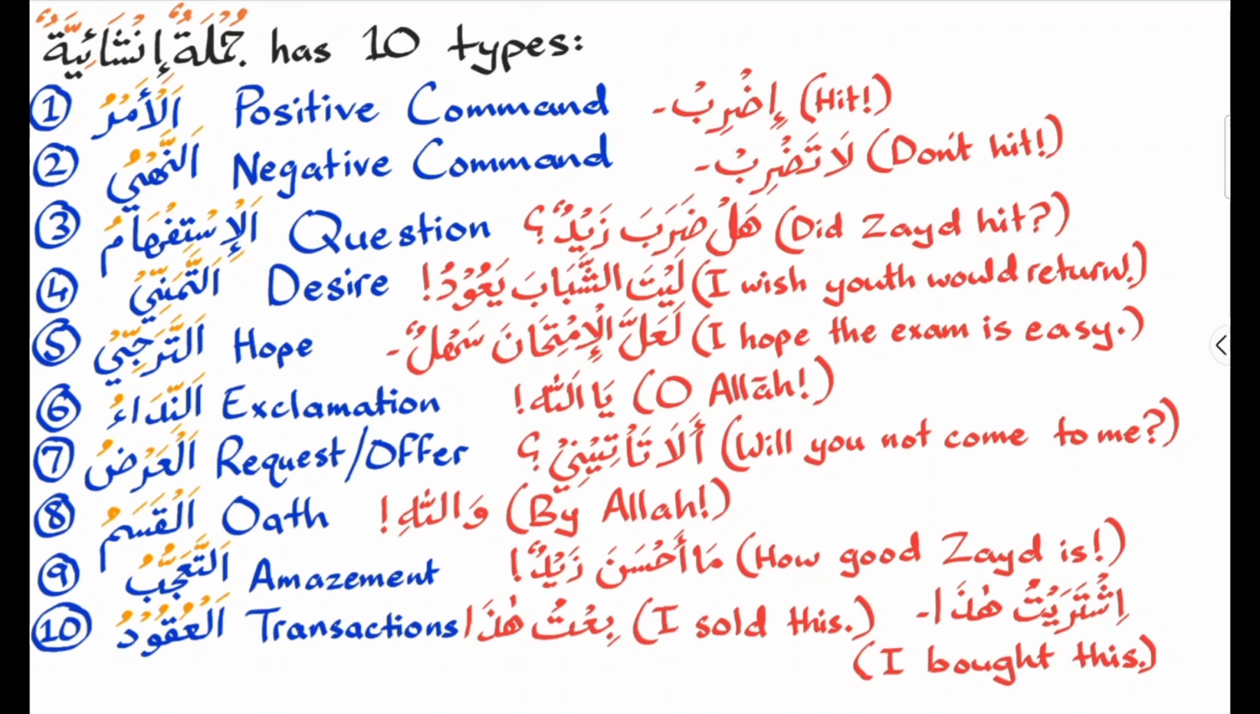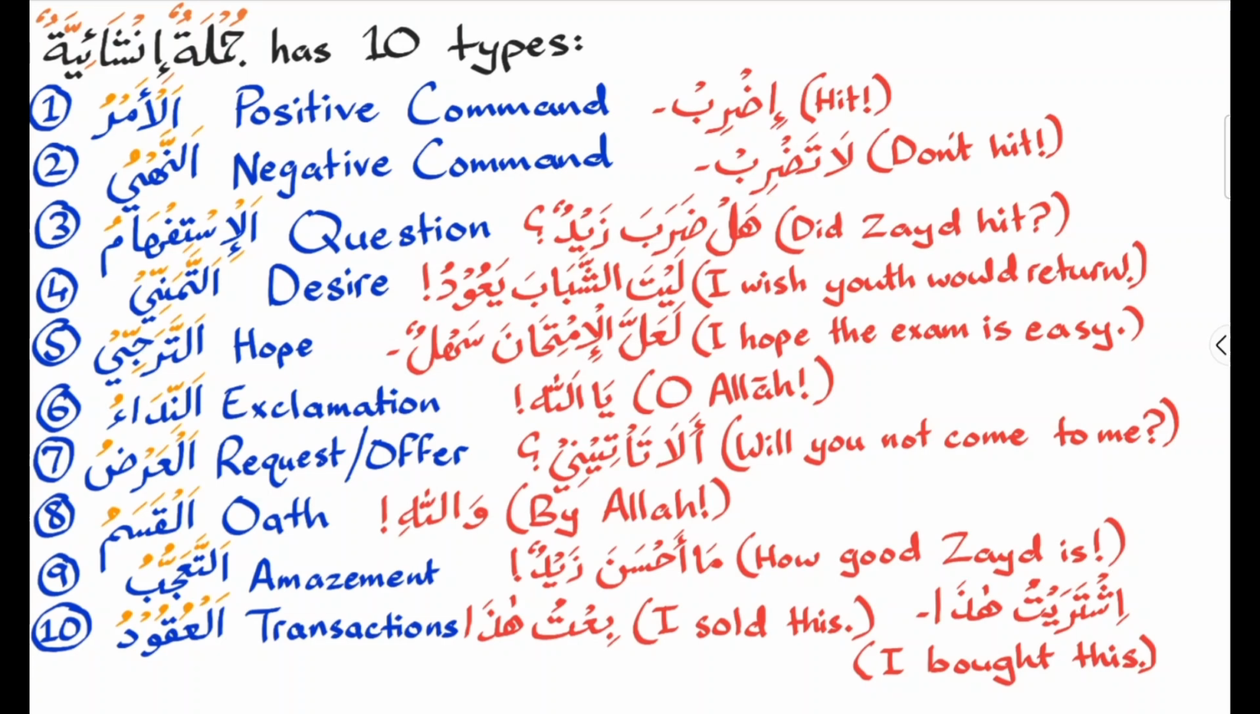The first type of Jumla Insha'iyya is Al-Amr, positive command. For example, idrib, hit. Now a command, whether it is positive or negative, for example the second one, An-Nahi, cannot be said to be true or false. And the second one is An-Nahyu, negative command. For example, La tadrib, don't hit. Number 3 is Al-Istifham, question. For example, Hal daraba Zaydun, did Zayd hit?